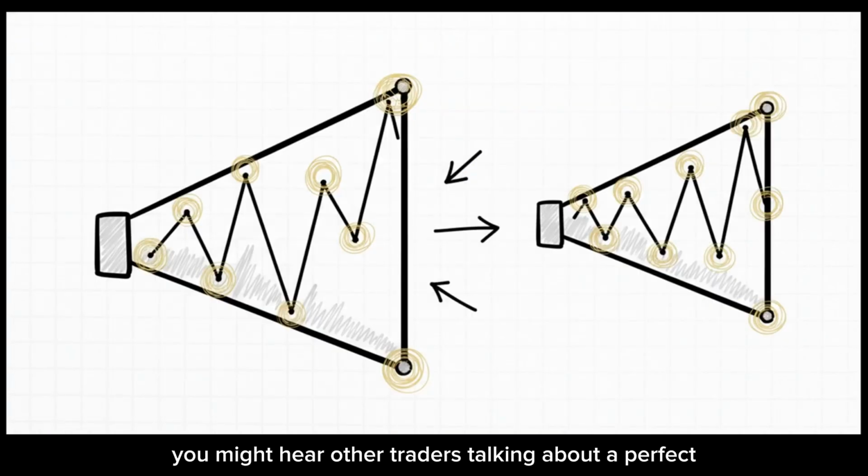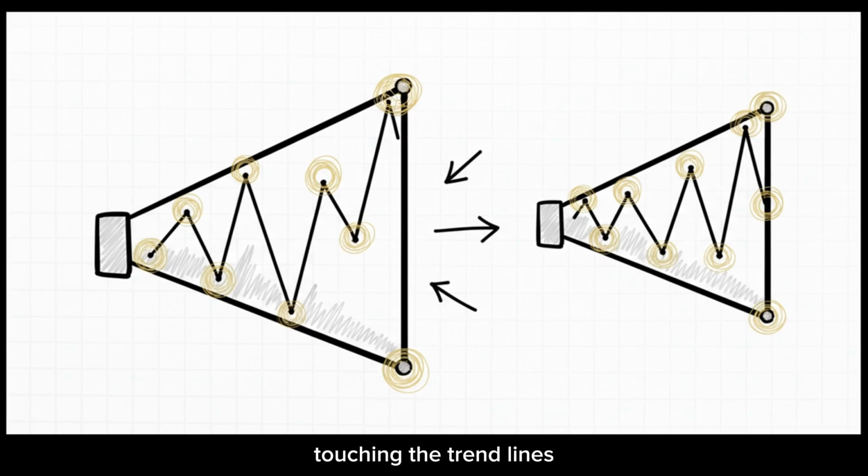Now, you might hear other traders talking about a perfect 5-point reversal, with exactly 3 peaks and 2 valleys touching the trend lines. But here's the thing to remember. That's just one version. The pattern is totally valid as long as that megaphone shape is clear, whether it has 5 touches or 6 or 7.